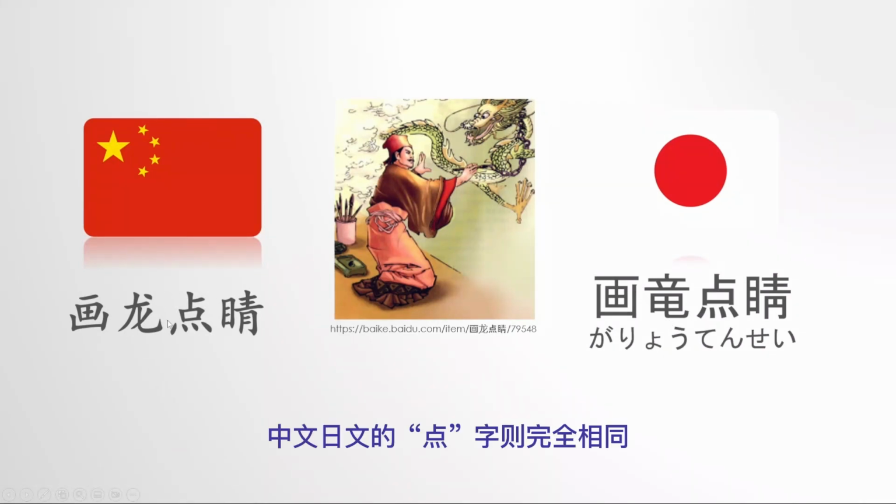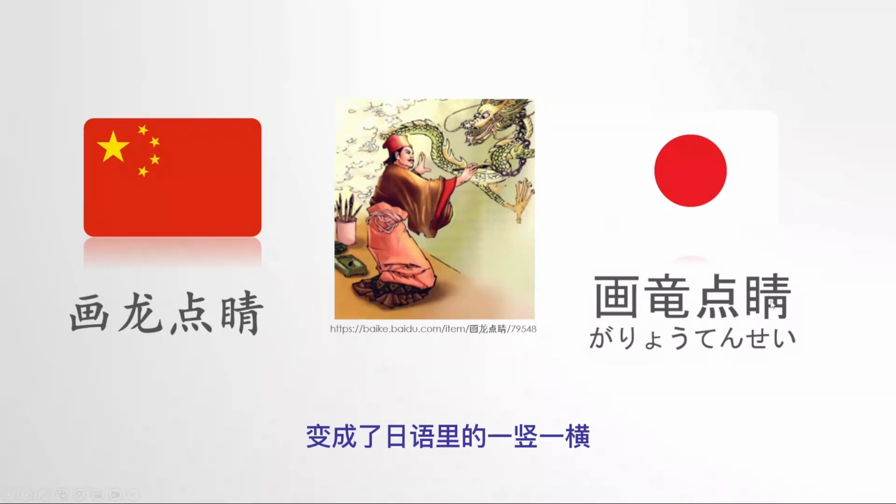The Chinese dian and Japanese ten are the same, but the fourth character, jing, in Chinese and the fourth character, sei, in Japanese are different. The 2 horizontal lines in Chinese turn into 1 horizontal line and 1 vertical line in Japanese. Despite these tiny differences, the meaning of the word remains the same. Isn't that cool?